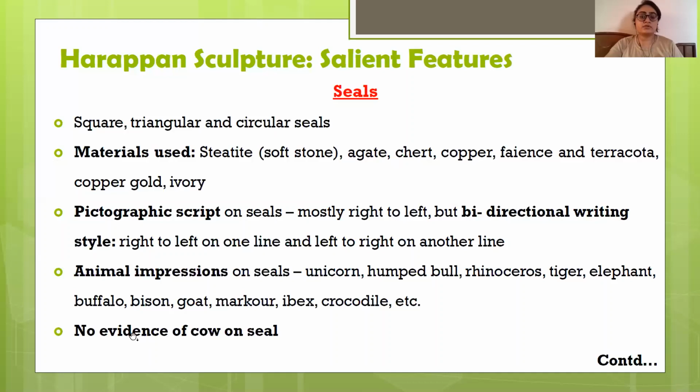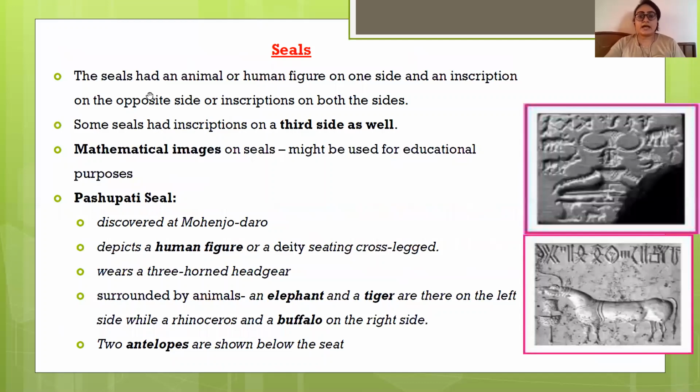And the most important thing, there is no evidence of cow on seals, because till the time of the Indus Valley civilization, the cow was not considered sacred. It was at the time of the Vedic civilization that the cow was considered sacred. So the cow was not found on the seals of the Indus Valley people. Now the seals had an animal or human figure on one side and an inscription on the opposite side, or inscriptions on both sides.